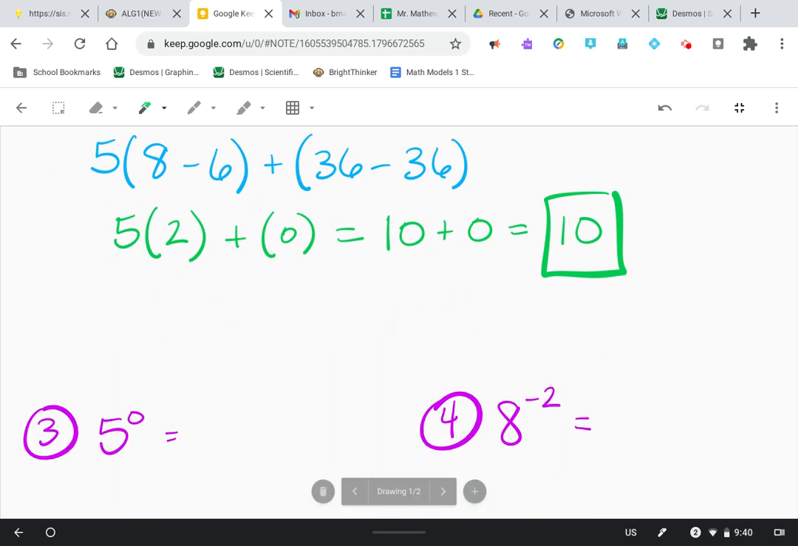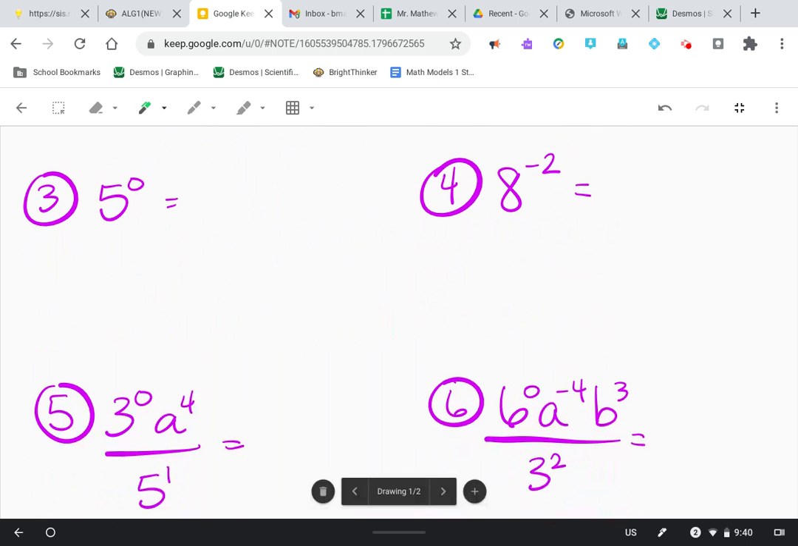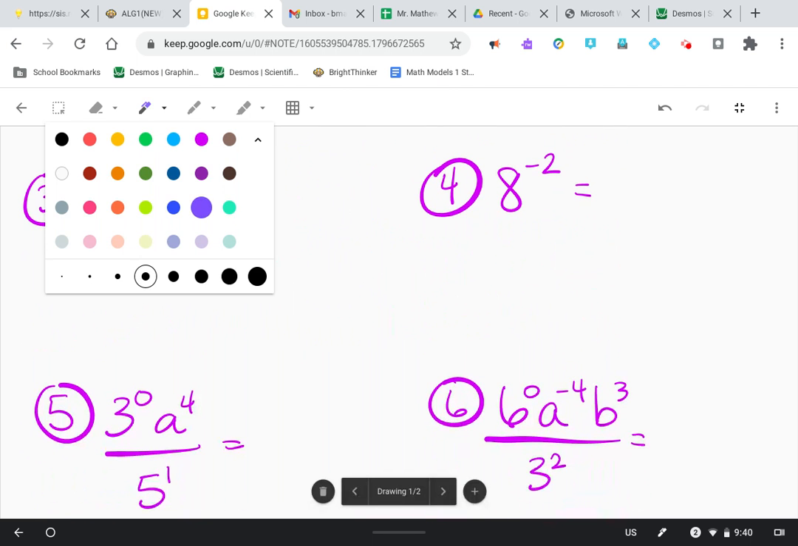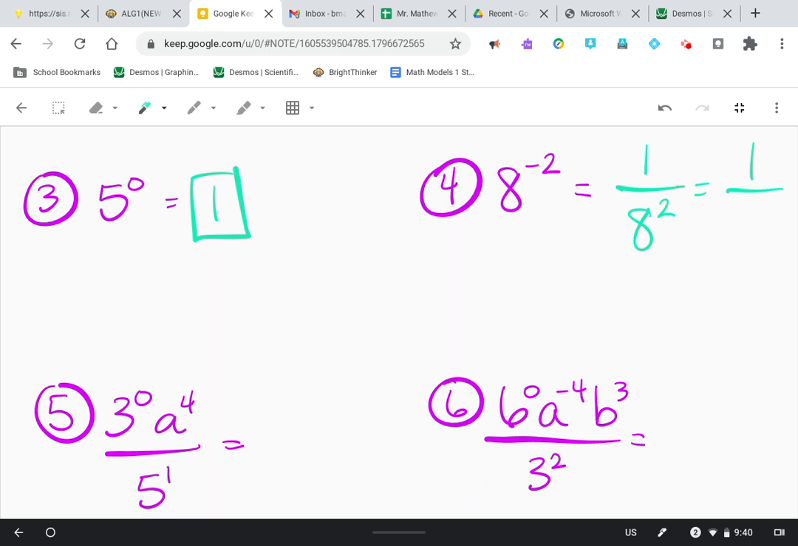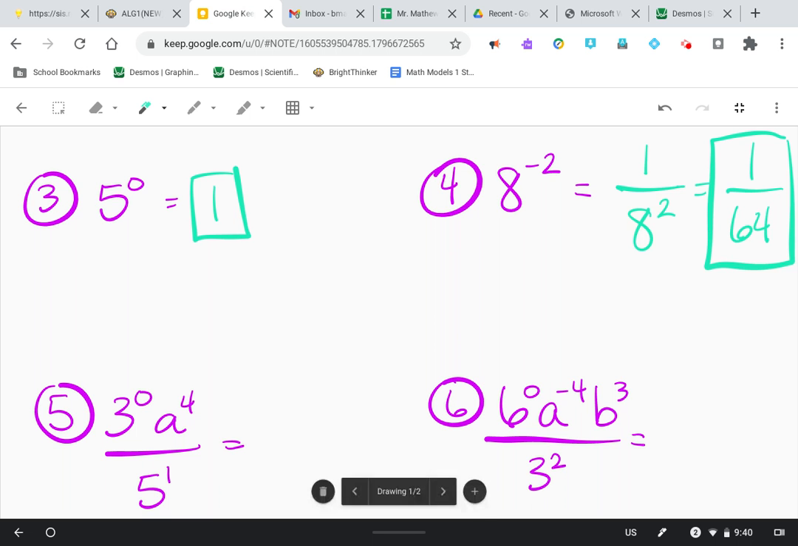So again, I'm just working things out in order of operations, and then we get to number 3 and number 4, which are just kind of testing your knowledge of the special properties. We know 5 times 5 to the 0 power is 1. We know that 8 to a negative power means I'm going to do 1 over 8 to that power in the positive, which means it's going to be 1 over 8 squared. 8 times 8 is 64. So pay close attention to those. Remember, when you have a negative exponent, you move it across the fraction, whether it's from the top to the bottom or bottom to top, make the exponent positive, and then work out whatever you can work out.